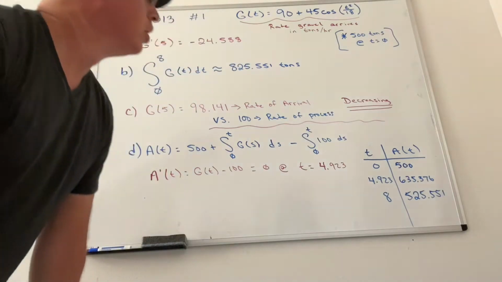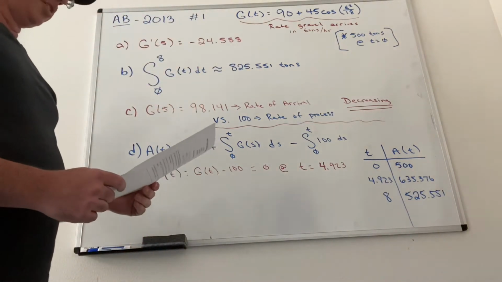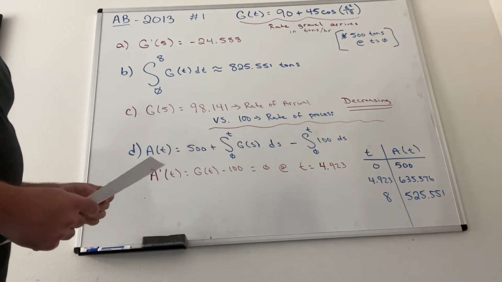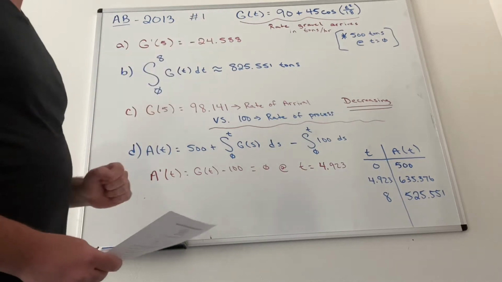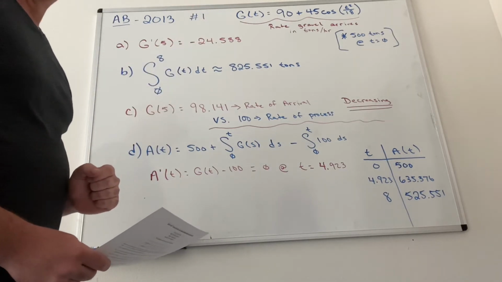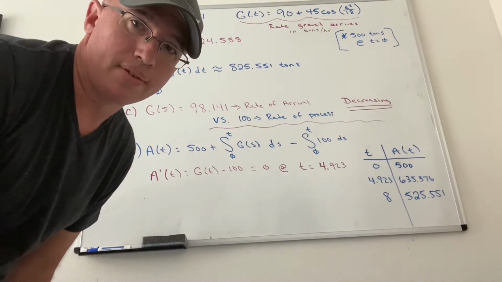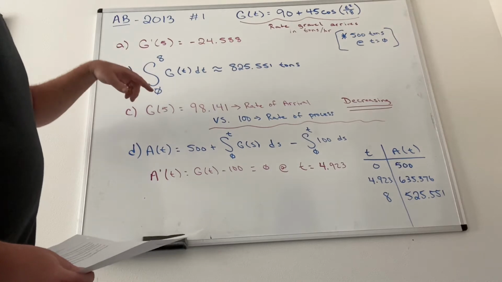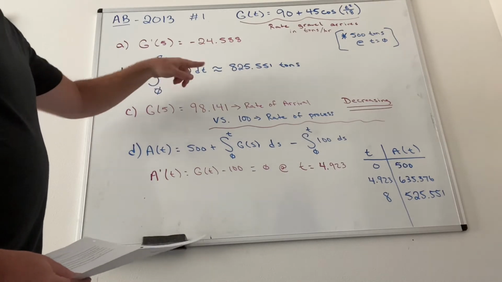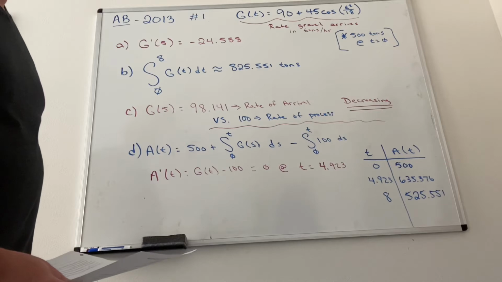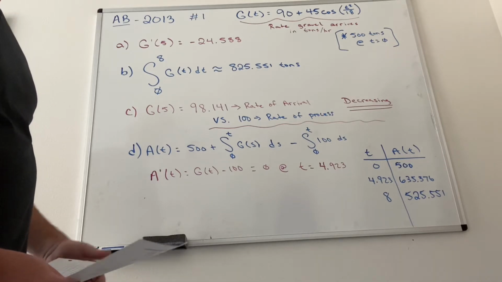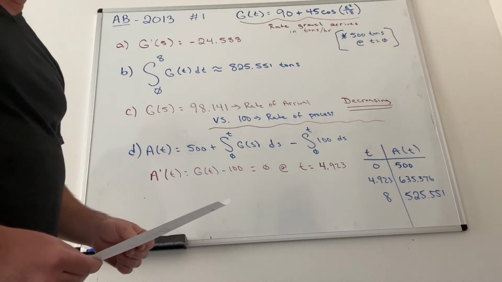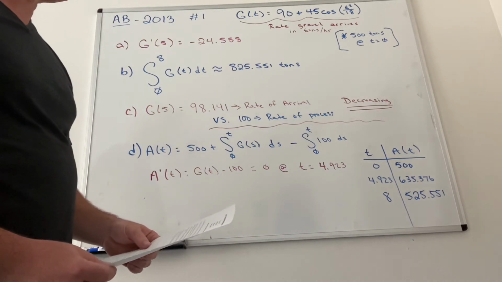All right. Part B, find the total amount of unprocessed gravel that arrives at the plant during the hours of operation. So if G is the rate that it's arriving, then when you integrate G, you'll get how much arrived. So math 9, type in 0, type in 8, type the function in, hit enter. 825.551 tons.